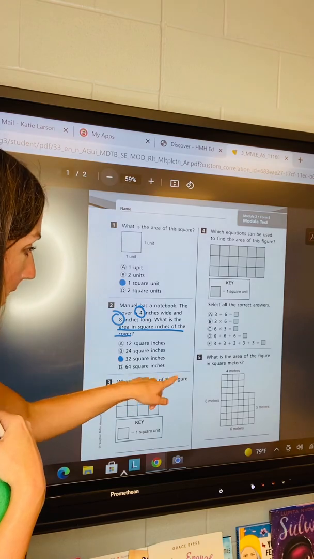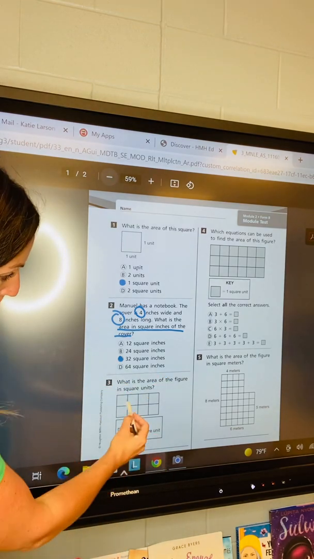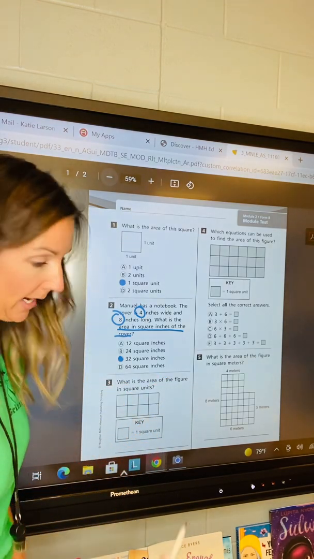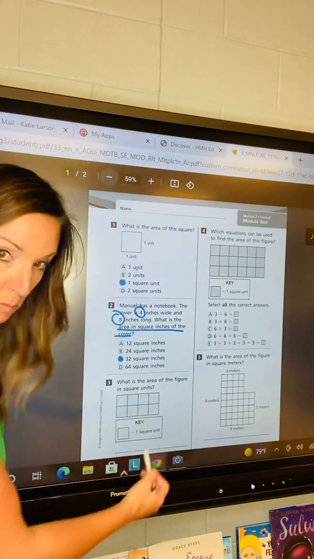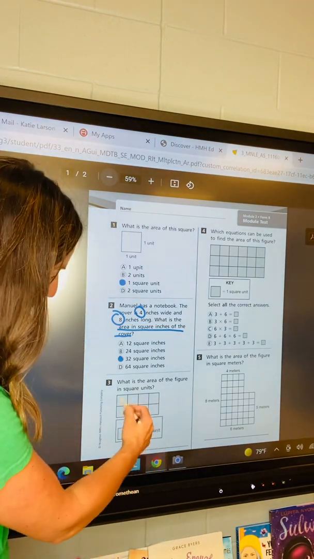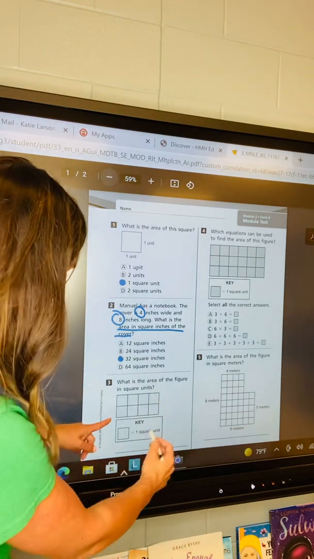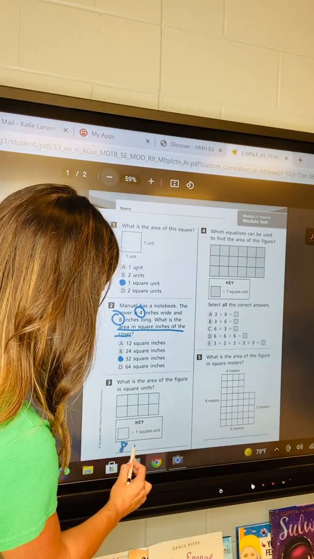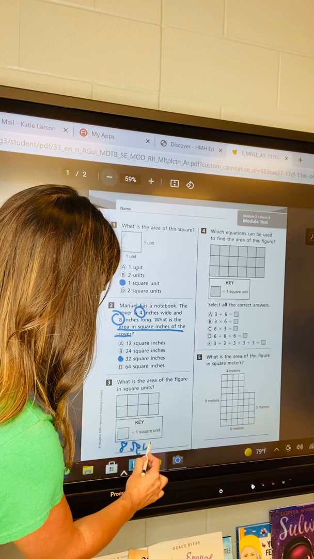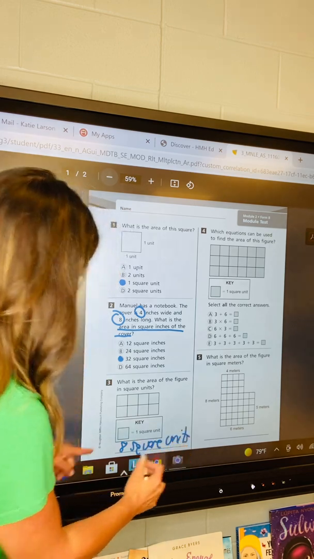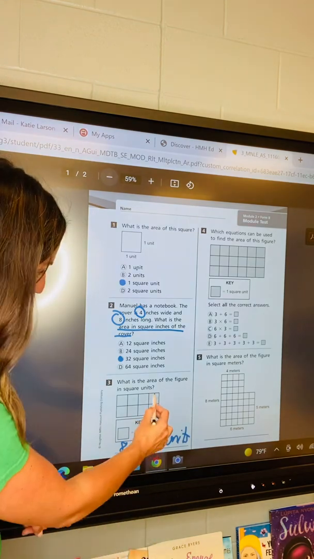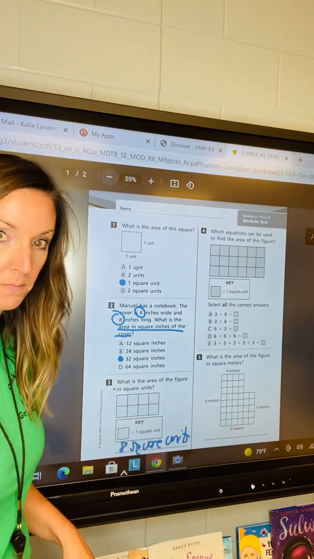Number 3, what is the area of this figure in square units? Well, you can simply count them, right? We have 4 and 4, so 4 plus 4 is 8. We're adding them all together, or we're multiplying 4 times 2, which is 8. So the area is 8, and then you have to write square units. All right, so the answer is 8 because we have a 4 by 2 rectangle.